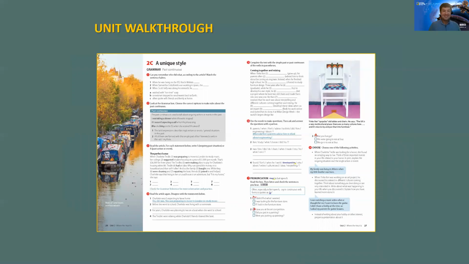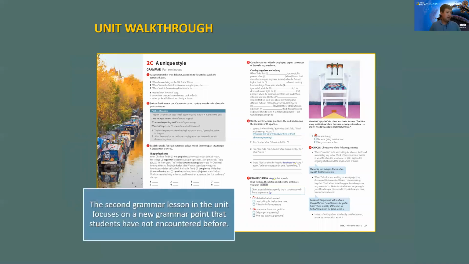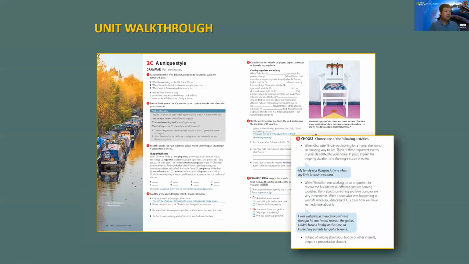Lesson C is the second grammar point of the unit, and this is a new grammar point that students may not have encountered before. So we'll introduce the grammar on the left-hand side of the page, and we will provide practice on the right-hand side of the page.